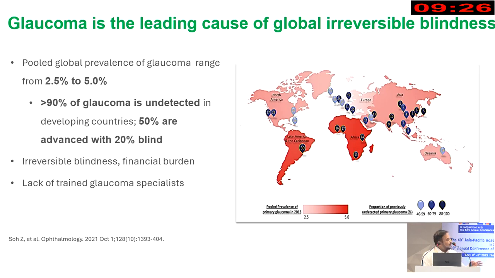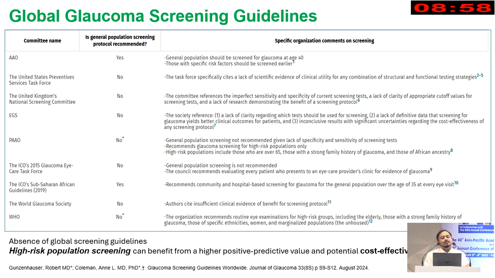I think to a lot of those in this room, these numbers are very clear: 90% of glaucoma is undetected, leading to the 1.2 million, for example, in India, who suffer from preventable blindness due to glaucoma. The pooled global prevalence is anywhere from 2.5 to 5%. And of course, the problem statement is very clear: we don't have a large number of glaucoma specialists who are going to be available to bring this to the last mile, so that we can look at this as a public health problem.